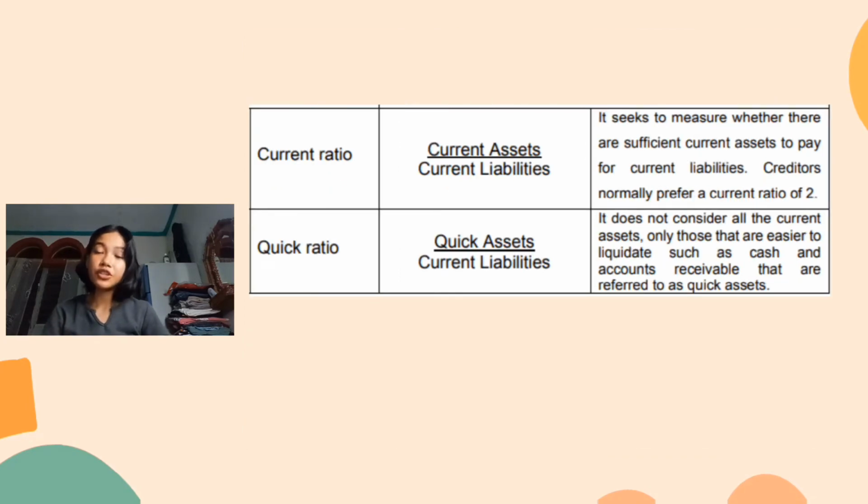Next is current ratio. So we can calculate this by dividing current assets by current liabilities. So this seeks to measure whether there are sufficient current assets to pay for current liabilities. Creditors normally prefer a current ratio of 2. Current ratio is a liquidity ratio that measures a company's ability to cover its short-term obligation with its current assets.